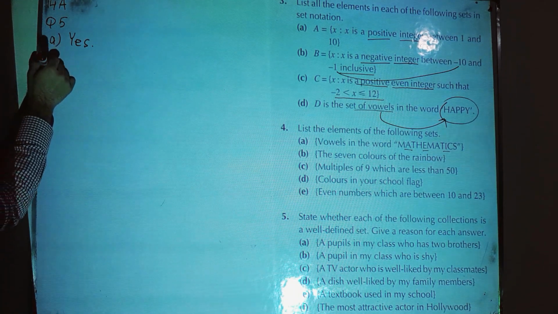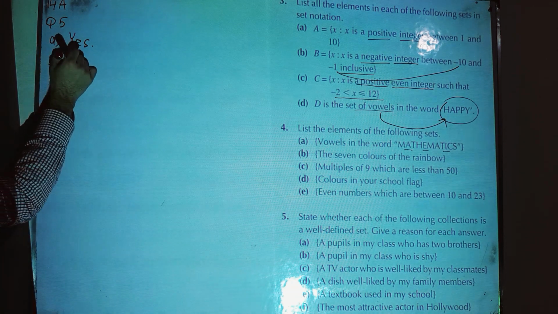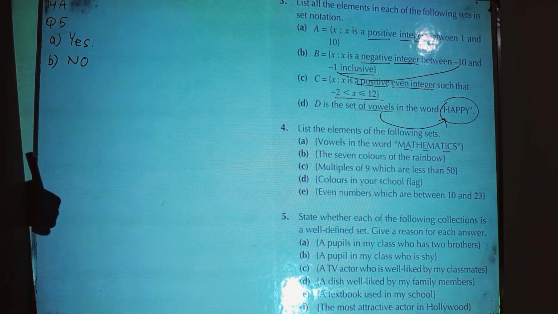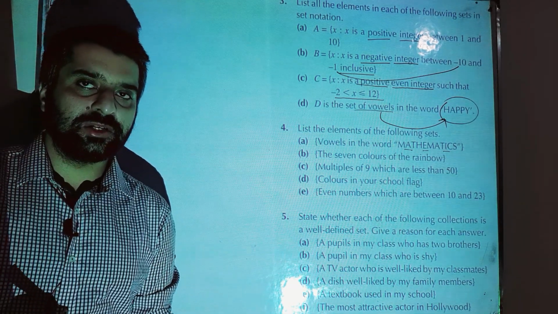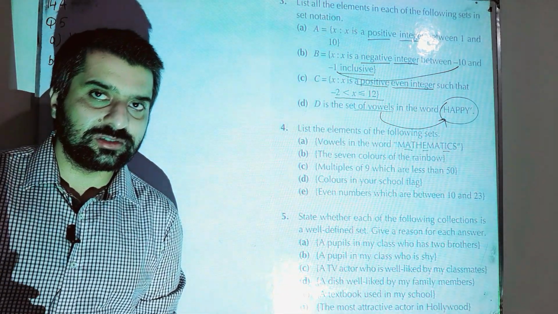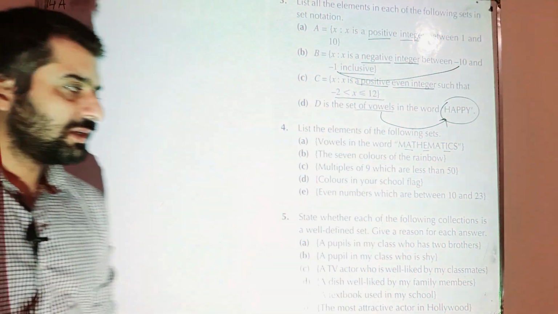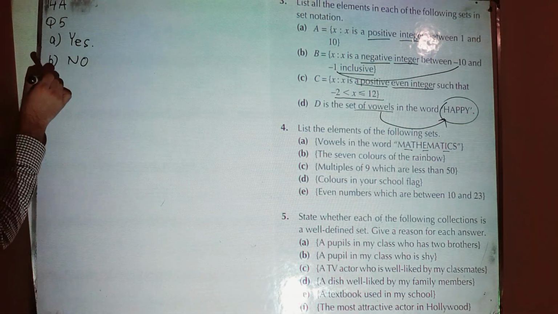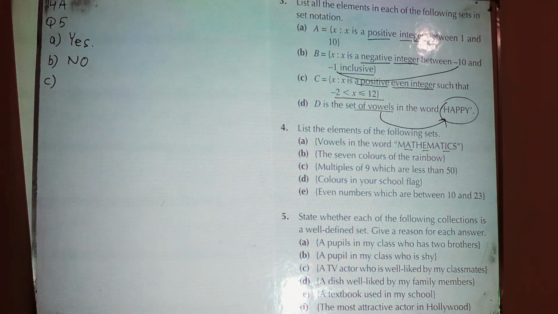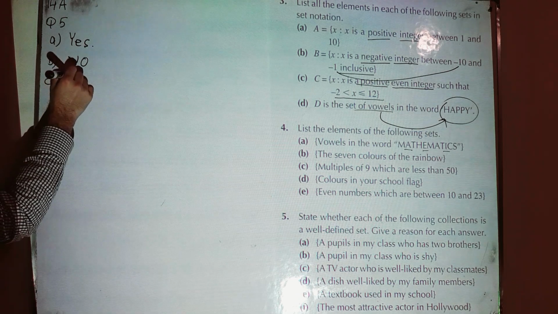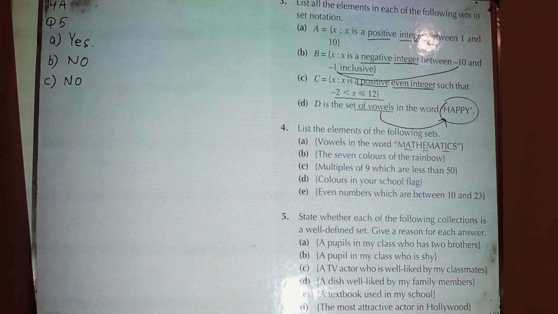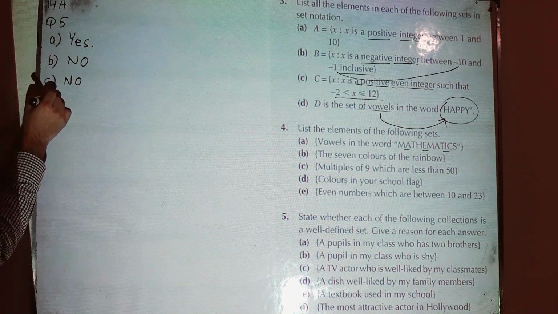Part B, a pupil in my class who is shy. Well, that is not well defined because there may be many pupils who are shy. So that is a characteristic that may belong to many of them. So that is not well defined. Part number C, a TV actor who is well liked by my classmates. Well, that is not well defined. Choices are different for everyone maybe. So we cannot define it properly.